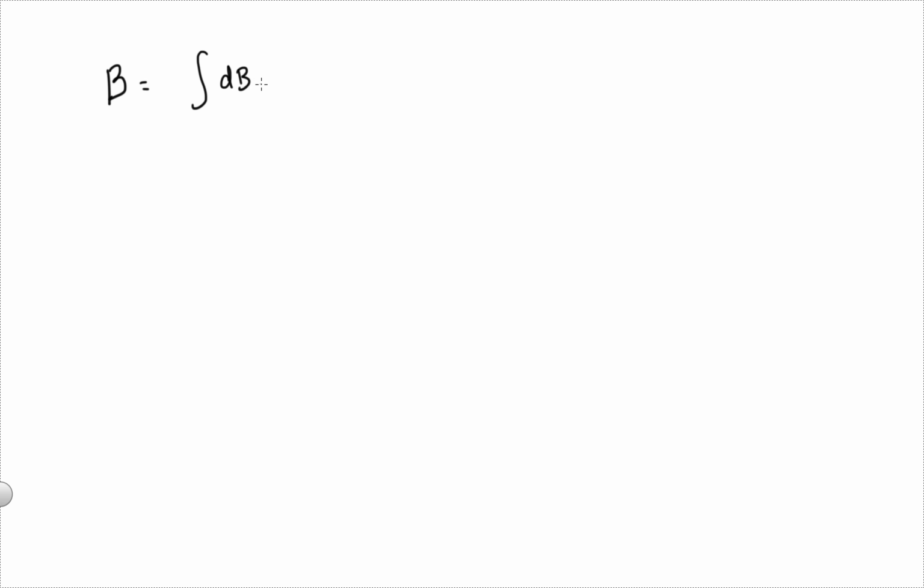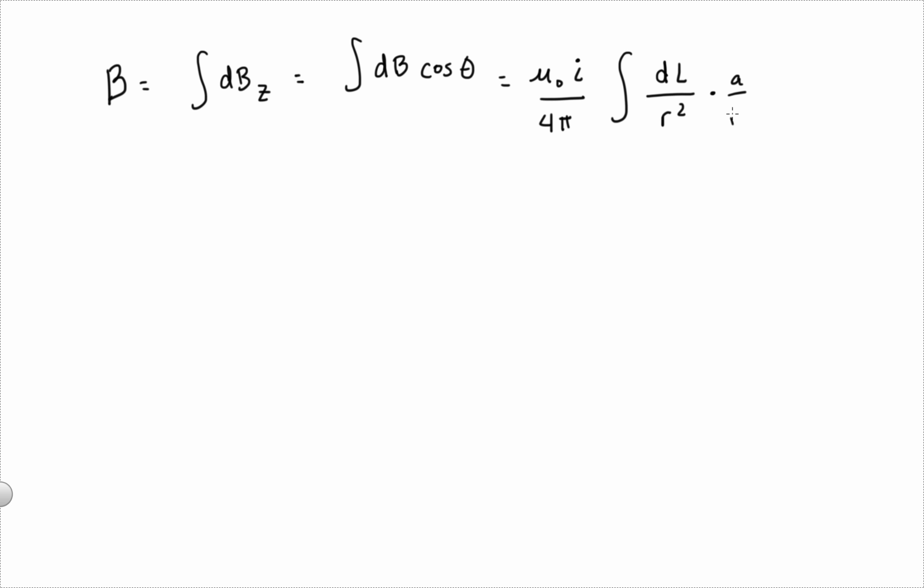That's going to be the integral of the z component of the magnetic field, which is going to look like dB times the cosine of theta as we go around the ring. And this, we're going to use the Biot-Savart law, so mu naught times our current over 4 pi as we go around that ring is going to be dl, so the piece that's left over from our cross product, over r squared, which is part of the Biot-Savart law, times our cosine term, which we said was a over r.